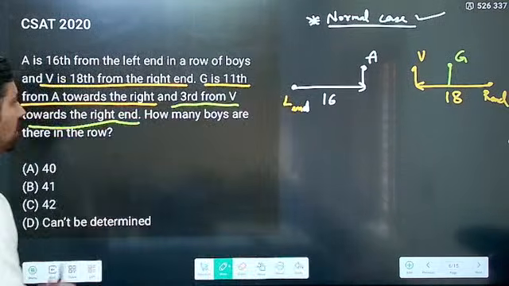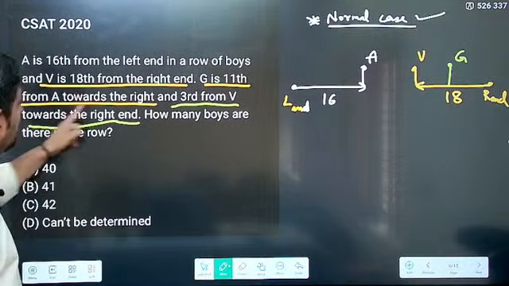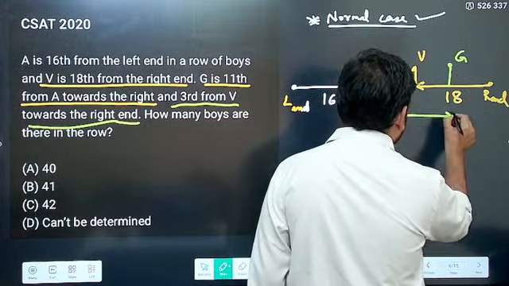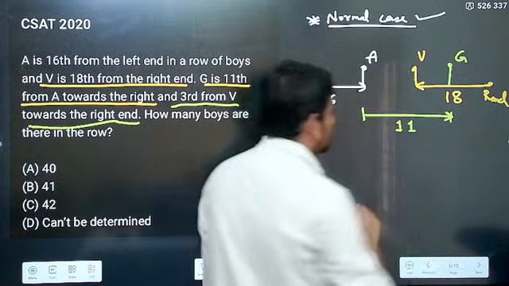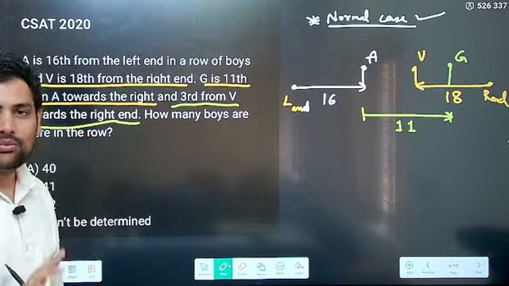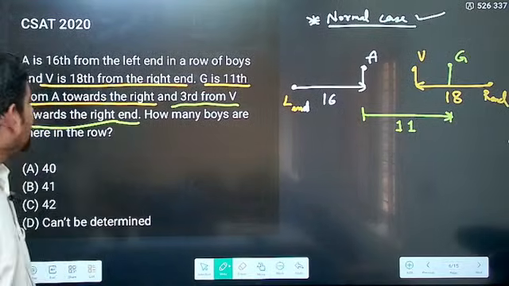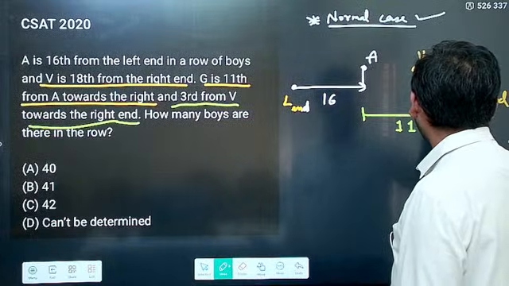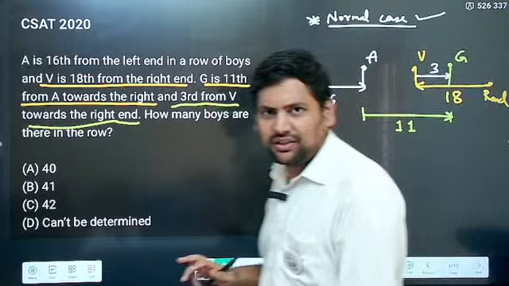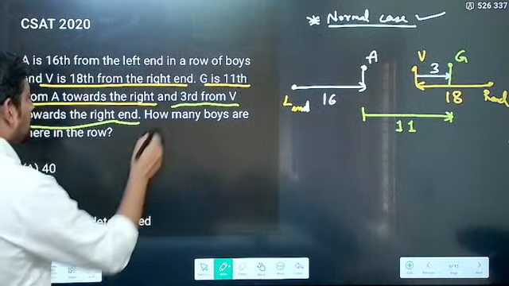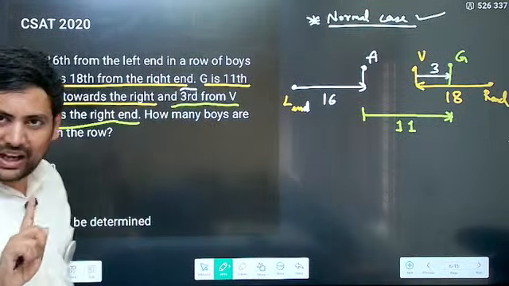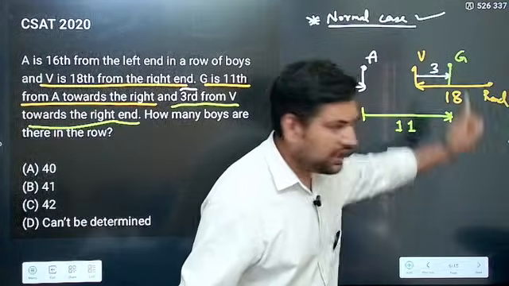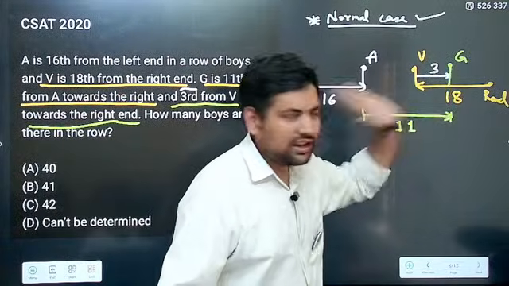Now let's use the distances. So G is 11th from A. So that means if I draw from here, this length is 11. Correct? G is 11th from A. Then third from V. Third from V means what? Third from V will look something like this, and this length is 3. Correct? Don't get confused. So this is third. Whenever you see ranking, it is distance, however it is written. So from V you draw 3 distance and then you get to G.